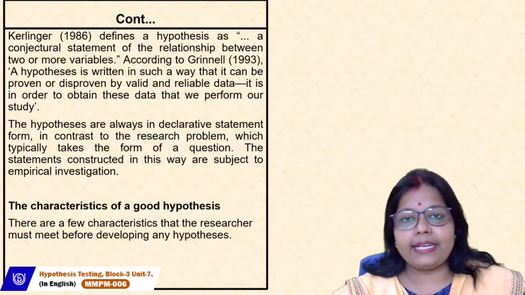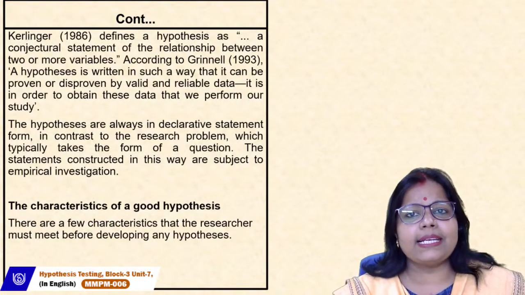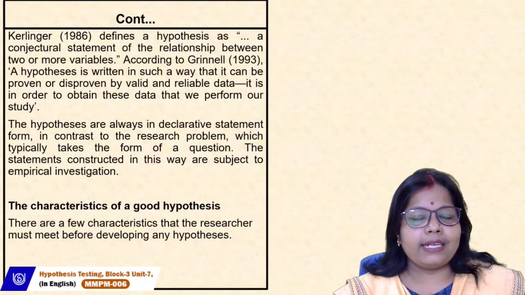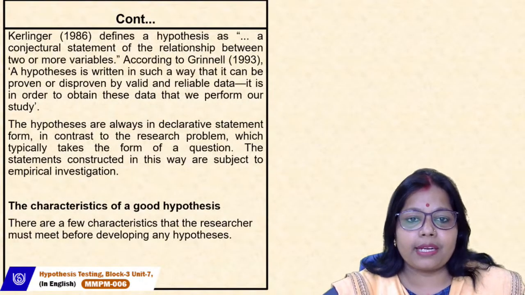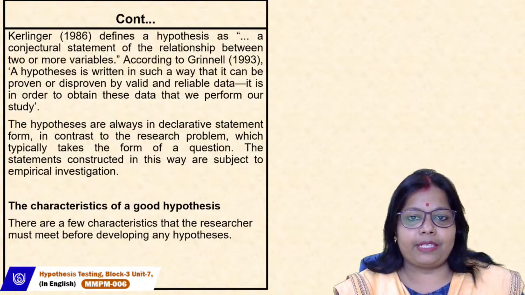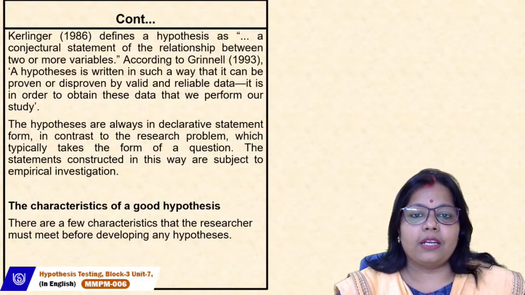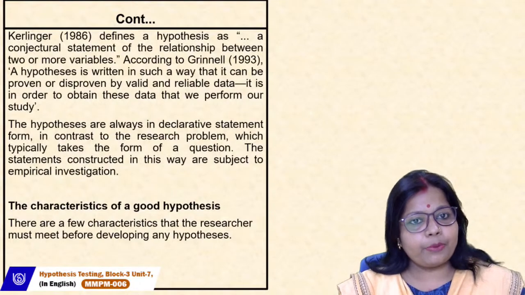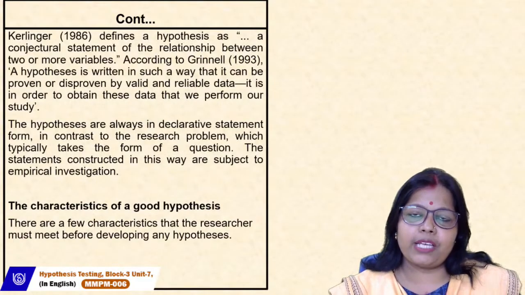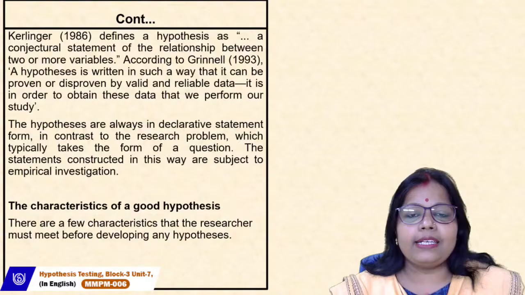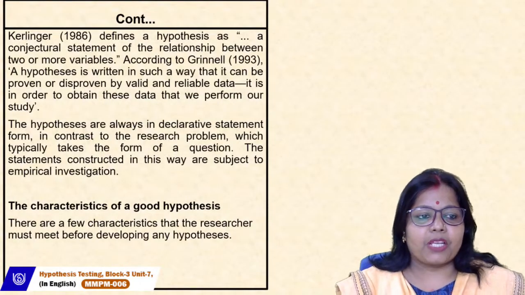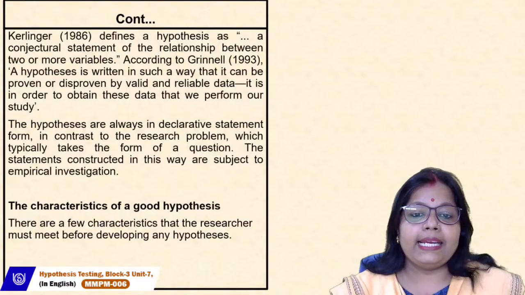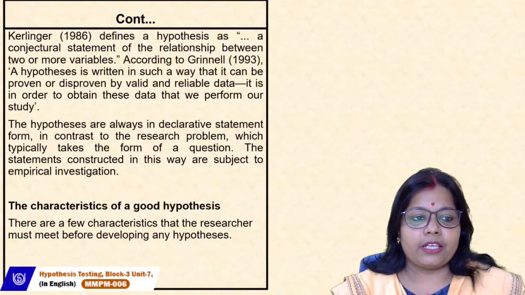Sometimes what we have stated in our null hypothesis is rejected. So nowhere is it relied upon that whatever hypothesis we write will definitely be accepted. So acceptance or rejection is on the basis of what? On the basis of reliable and valid data. The data will say whether the hypothesis we have framed from the research question is accepted or rejected. The hypotheses are always in declarative statement form.